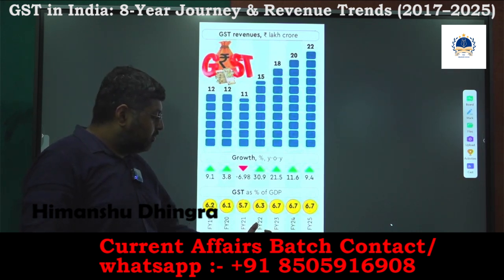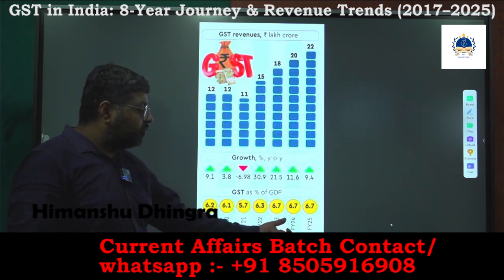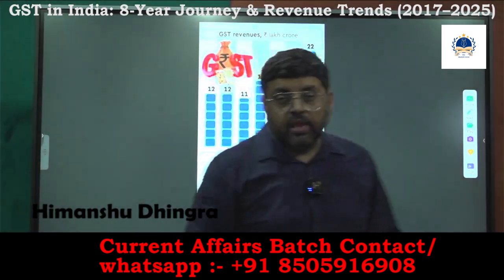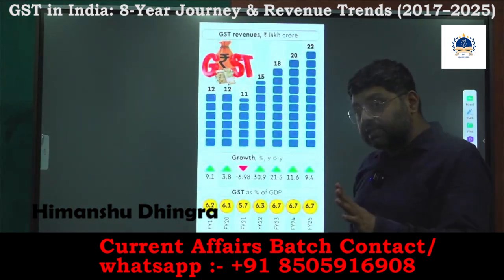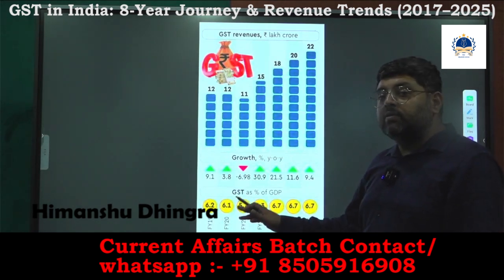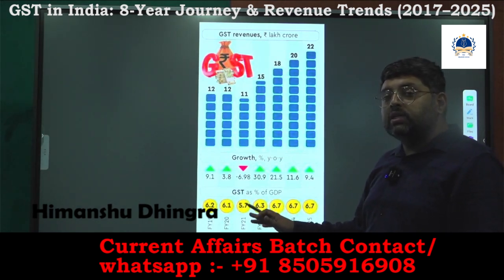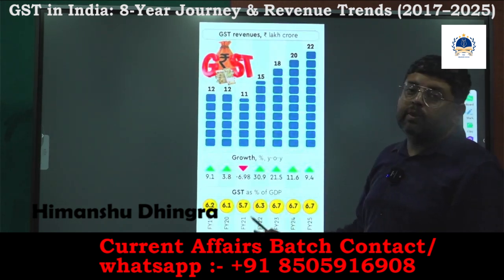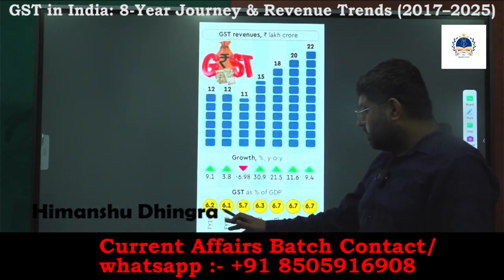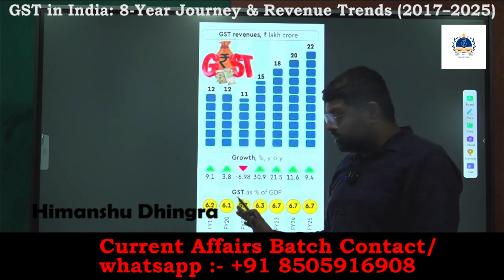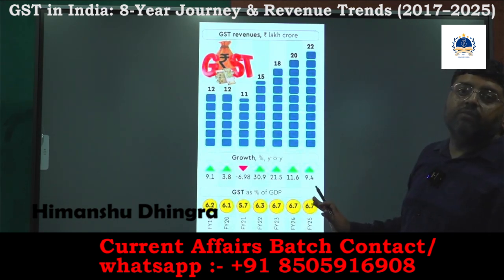So further, after financial year 23, 24 and 25, it was 6.7%. So you can see, except the COVID year, which was an exception, every time our GST collection was more than 6% of GDP. Only in the COVID year it was 5.7%, but otherwise it is 6% or more than 6%, and currently it is 6.7% of GDP.